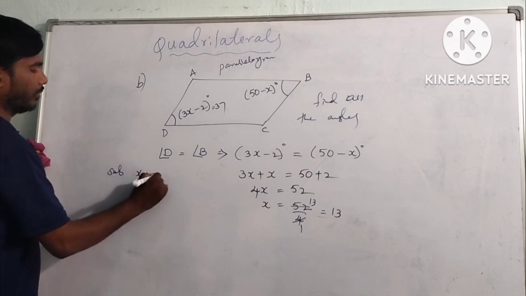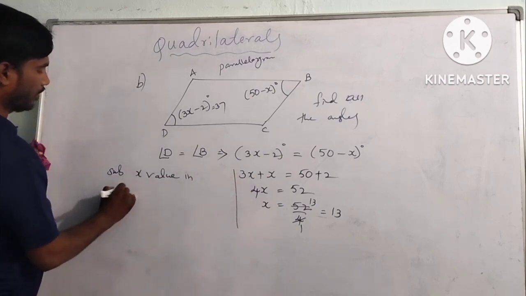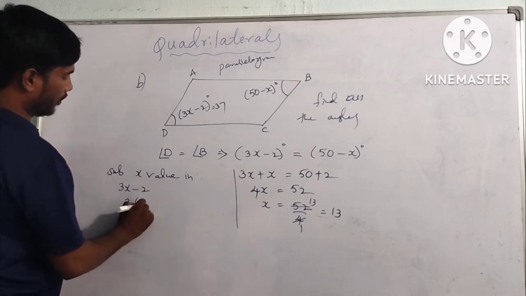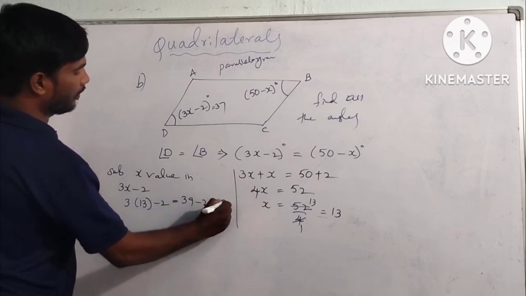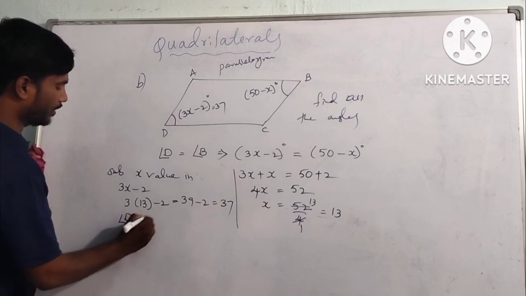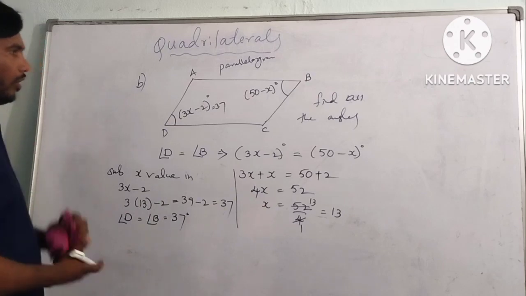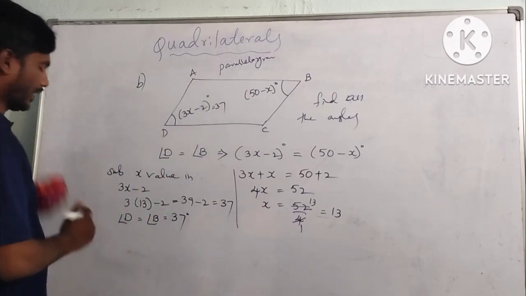Substitute the x value in 3x minus 2. Then 3 into 13 minus 2, 39 minus 2, 37 is the angle D. Angle D is equal to angle B is equal to 37 degrees. Now we need to find the other two angles, angle A and angle C.